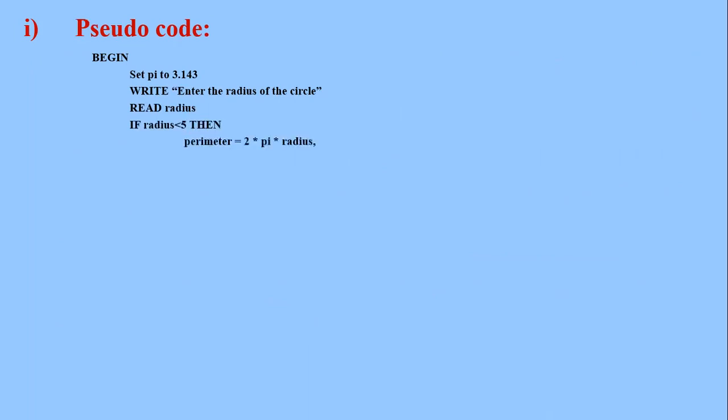So how is that pseudocode written? So the pseudocode begins. Set pi to 3.143. Enter the radius of the circle. Read radius. If radius is less than 5, then calculate perimeter by multiplying the value entered as radius by the value for pi times 2. Display the perimeter.